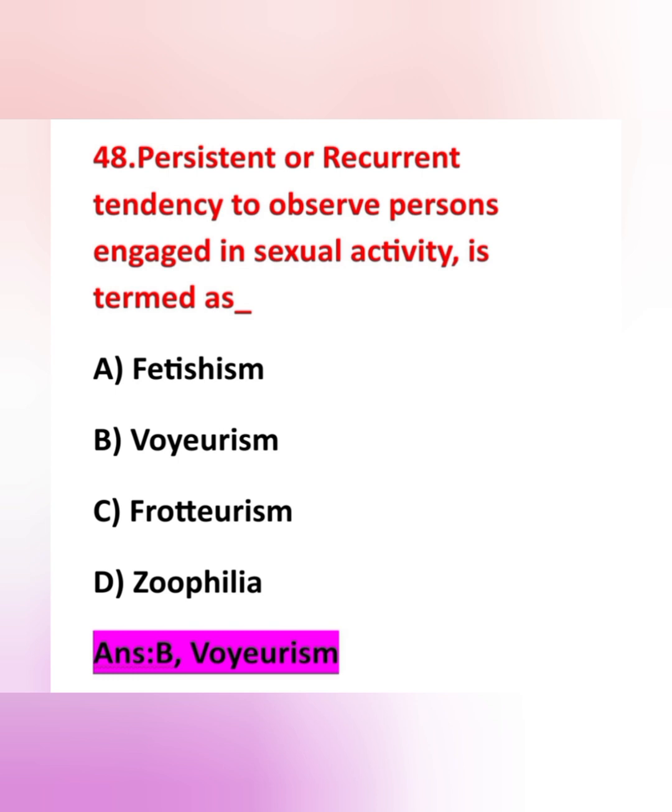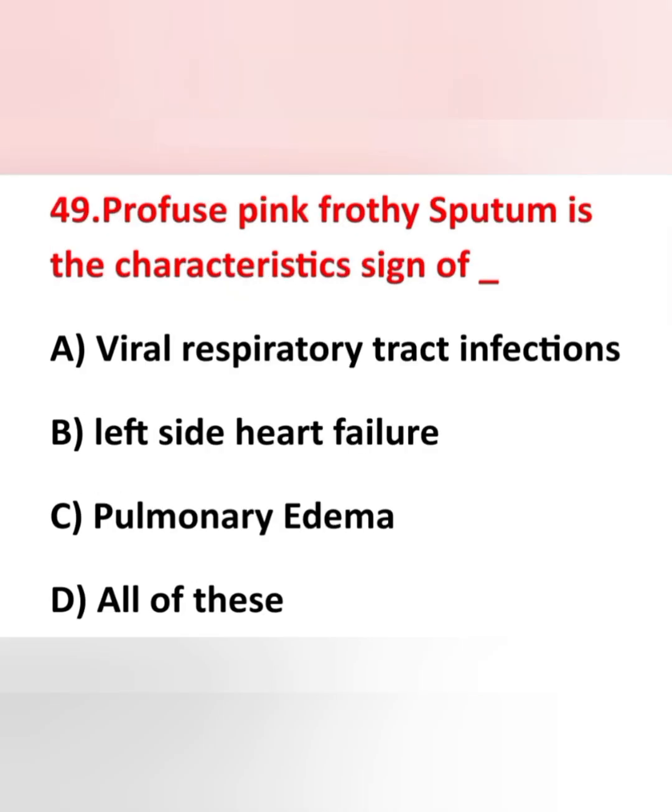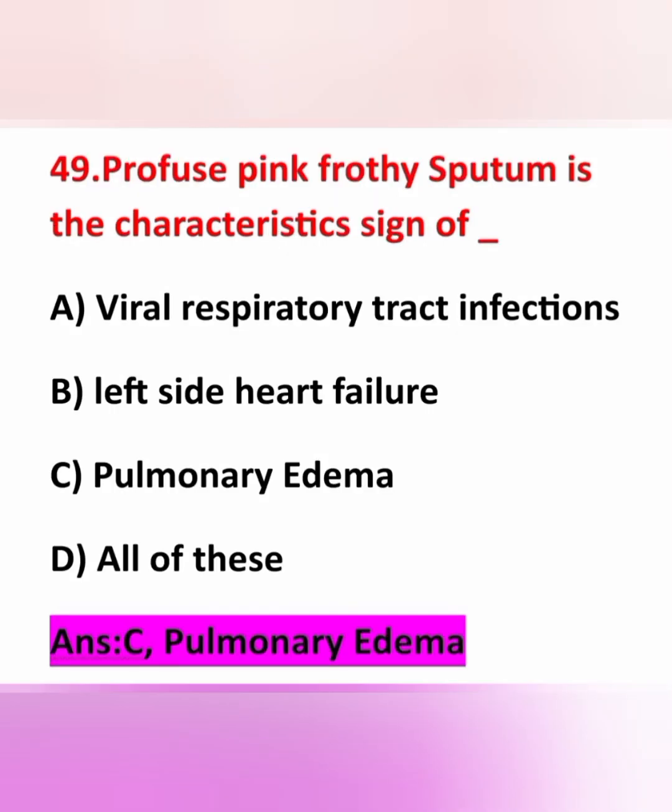And the next question, 49. Profuse pink frothy sputum is the characteristic sign of. Options are option A viral respiratory tract infection, option B left side heart failure, option C pulmonary edema, option D all of this. The question is profuse pink frothy sputum is the characteristic sign of pulmonary edema. Option C is the correct answer. Okay, and we'll see the next question.